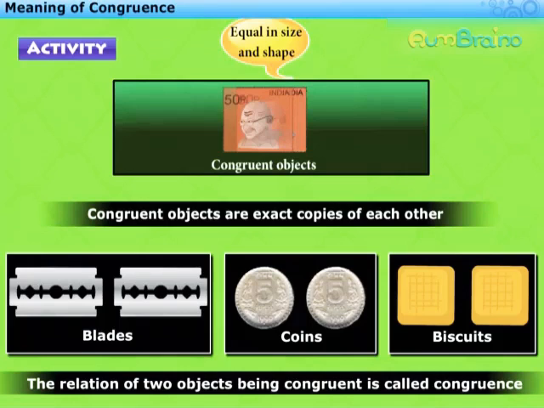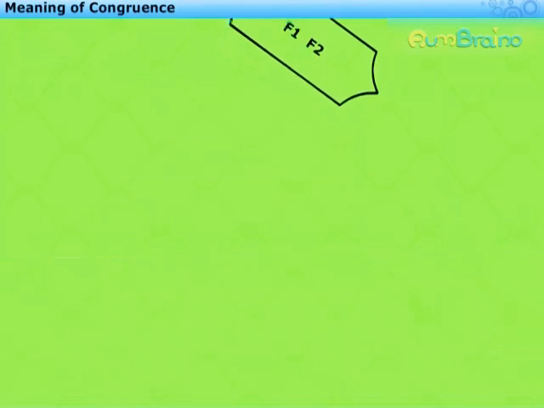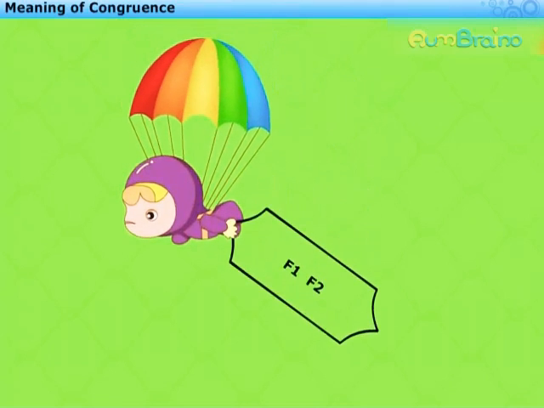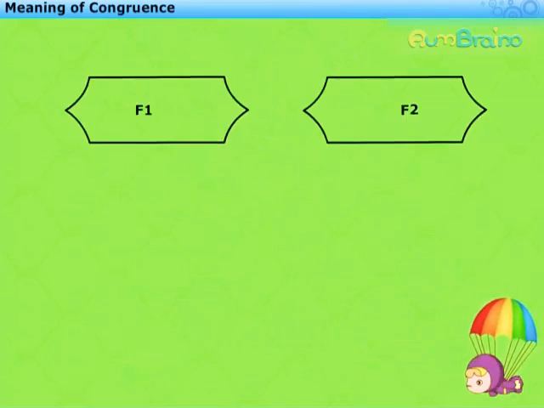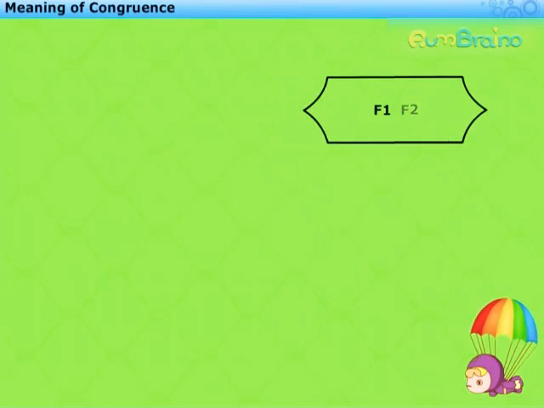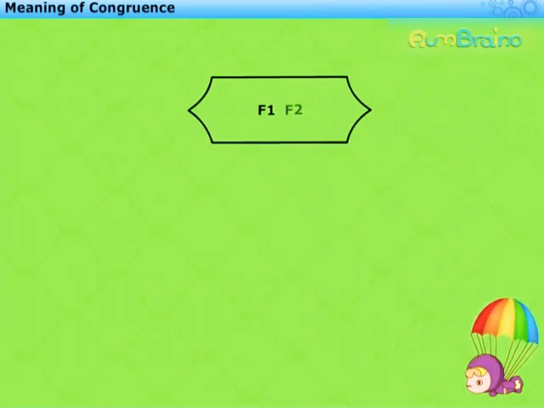To make the concept of congruence clear, we will perform some more activities. Let us begin with the help of these 2 figures, F1 and F2. Place the figure F1 over F2. Both the figures cover each other completely. It means that the figures are congruent. It can be represented by the following symbol.